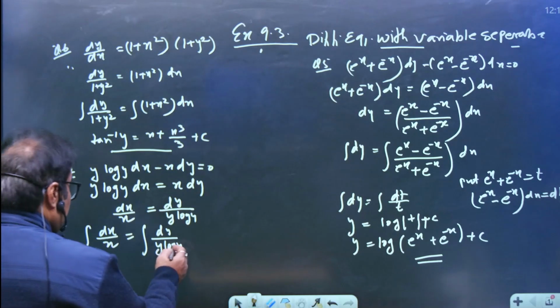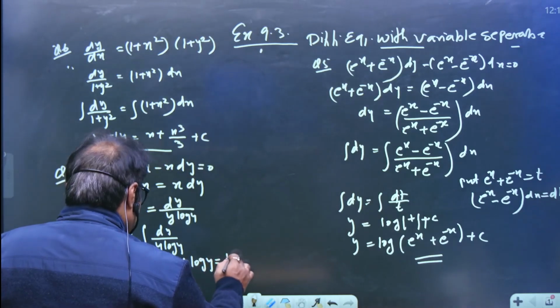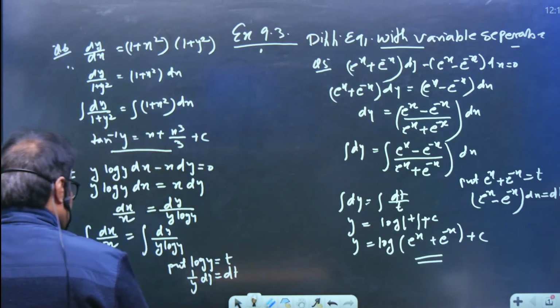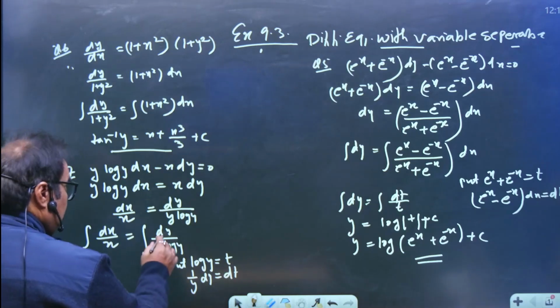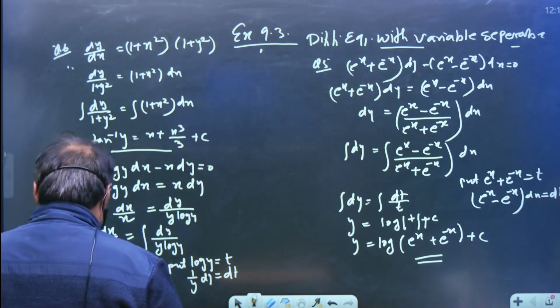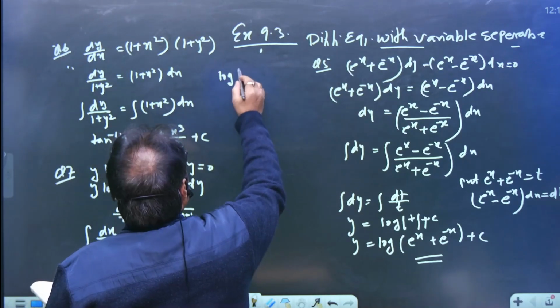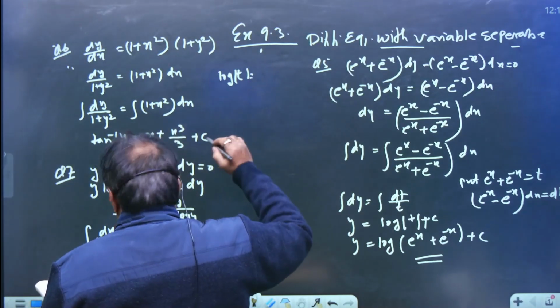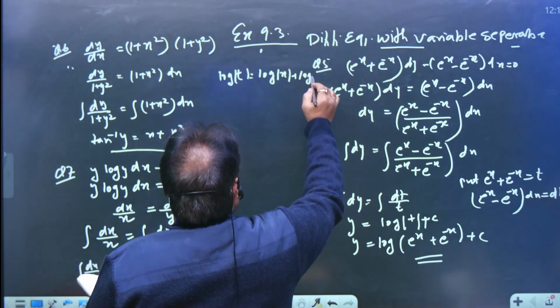And here we will put log y as t. So put log y as t. So this is 1 upon y dy is equals to dt. So this can be written as dx upon x is equals to dy upon y, that is equals to dt. So dt upon t, and now integrate. So this is equals to log modulus of t is equals to log modulus of x, and in place of c take log c.